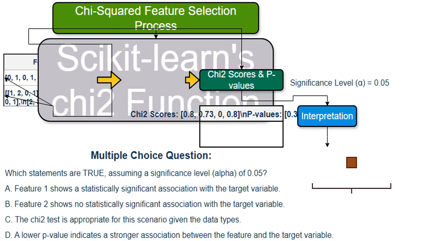I'm using the chi2 function from the popular Python library Sklearn. It's a statistical test used for feature selection, especially helpful when dealing with categorical data. This function helps me determine which features are most relevant to my target variable.